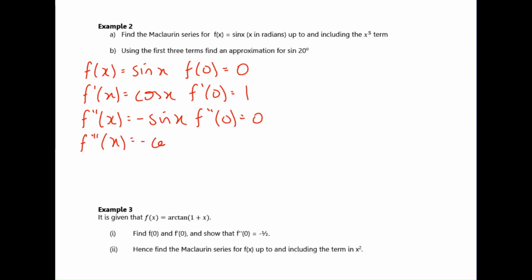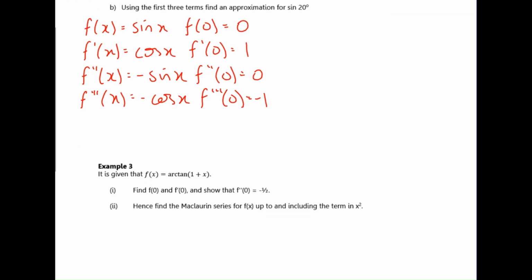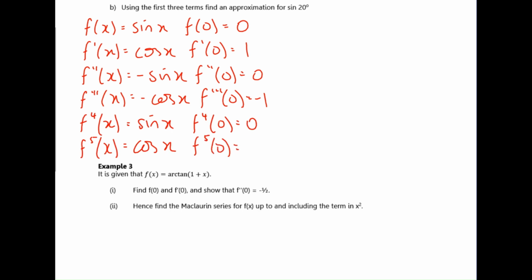Differentiating this again gives me minus cos x, which at 0 is minus 1. Currently, I'm up to the x cubed term, so I need to keep going up to x to the 5 term. So you can write this as f4 of x equals, differentiating minus cos takes you to sine x. And we're back to subbing 0 in, and f5 of x, differentiating sine gives me cos x, which will give me another 1. So this is your x to the 5 term.